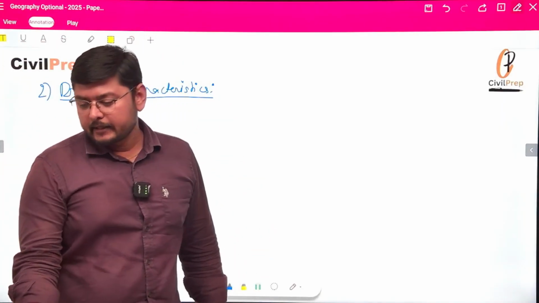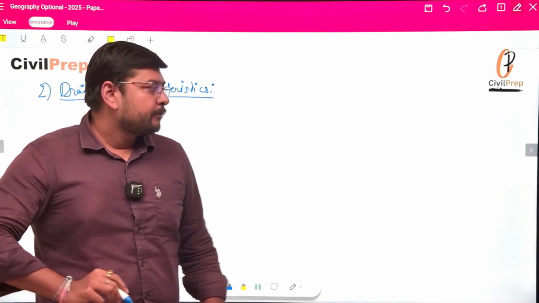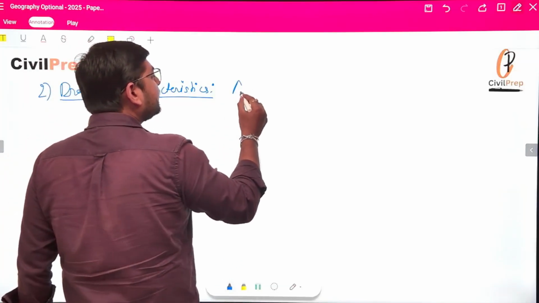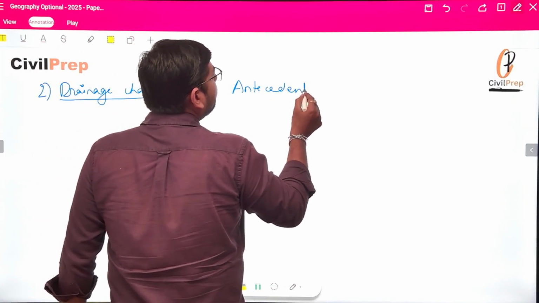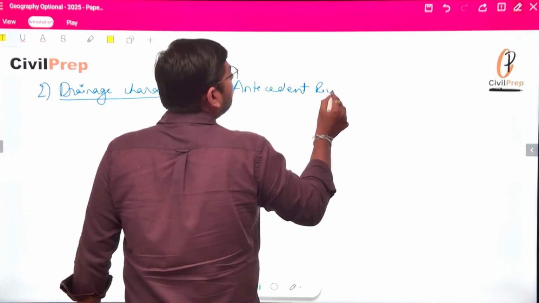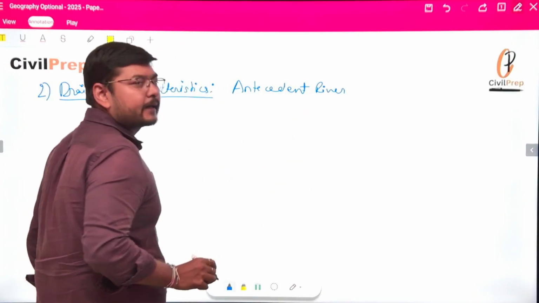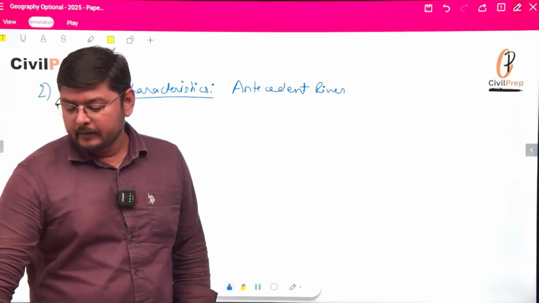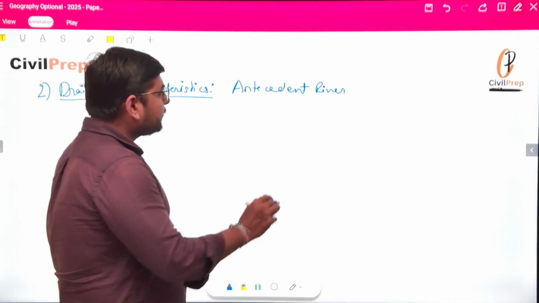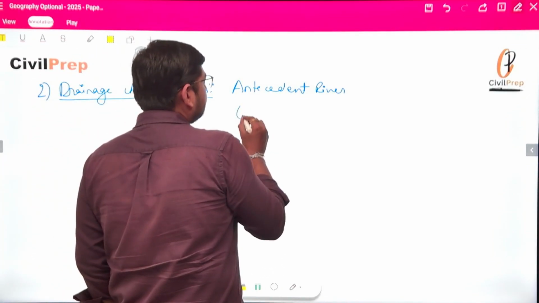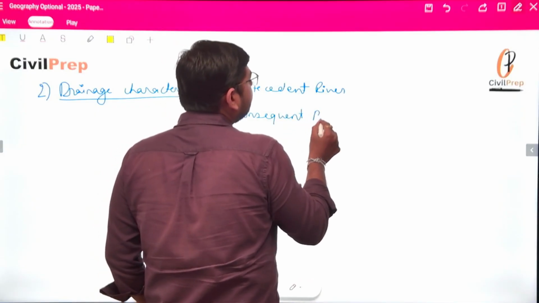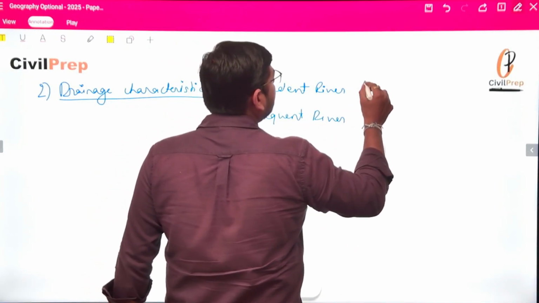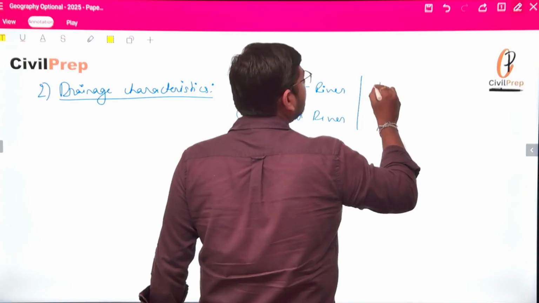Under these drainage characteristics, we'll be seeing that there can be presence of an antecedent river, there can also be presence of a consequent river, or there can be presence of a superimposed river.